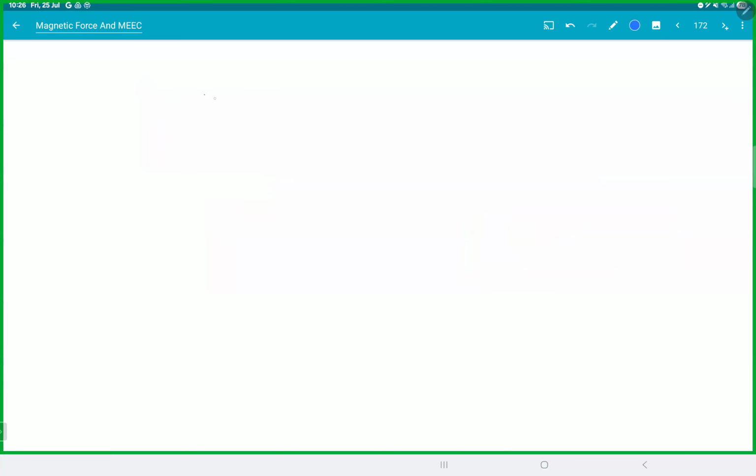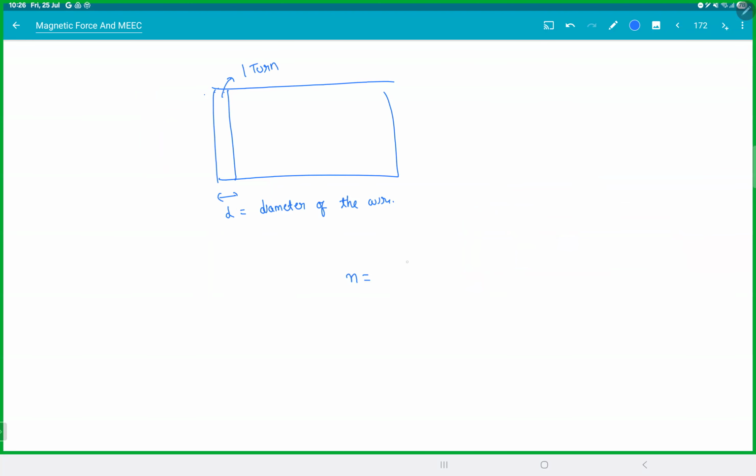Suppose you have the turns like this. Let's say the width of the wire is d. You can call this the diameter of the wire. This is not the loop. So this is one turn, isn't it? So what is small n? Small n is one turn in how much distance? Small d, no? Where d is the diameter of the wire.